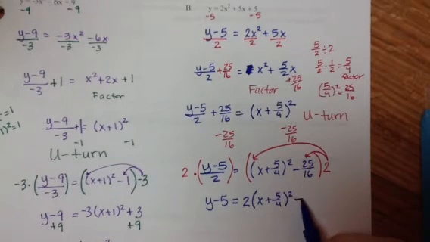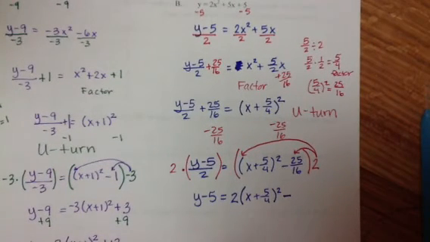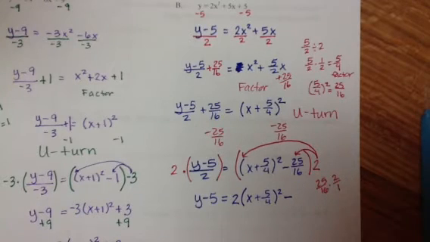And then minus, I have to do some fraction math over here. So 25/16 times 2 over 1 would be 50/16, which is 25/8. So I have minus 25/8.